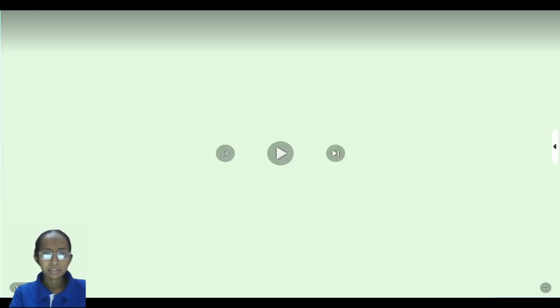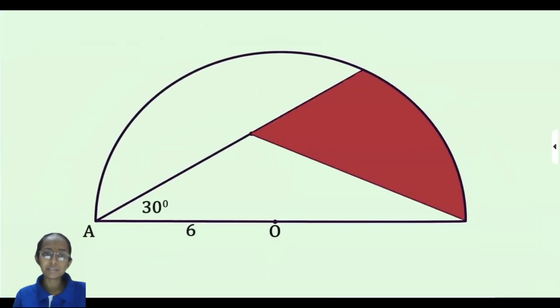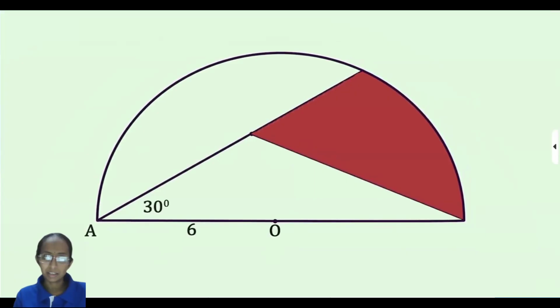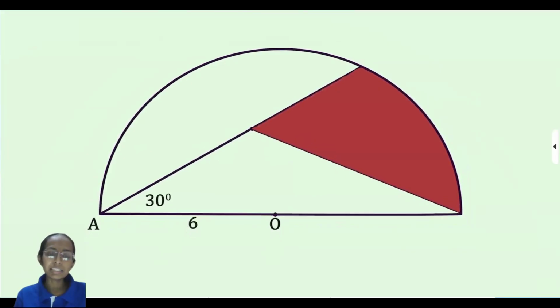Hello students, let us take a very interesting question from a Japanese entrance Olympiad. In this, we have to find this red area. The given thing is a semicircle with a chord at A that is inclined at 30 degrees.